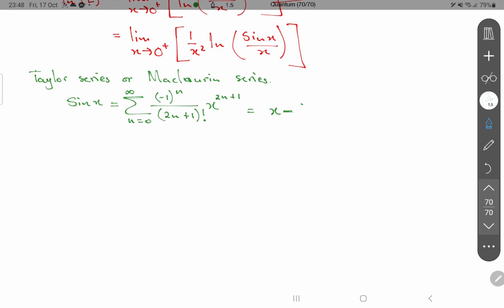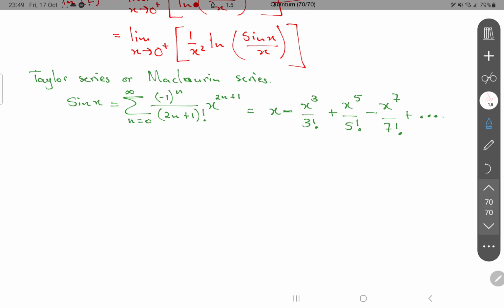So it comes up as x minus x cubed over 3 factorial plus x to the power 5 over 5 factorial minus x to the power 7 over 7 factorial plus on and on. You can see it deals with the odd numbers. If you look at the pattern shown there, it's odd.